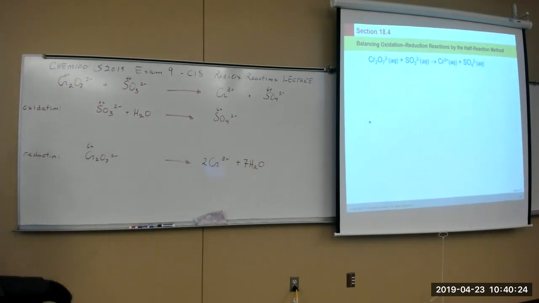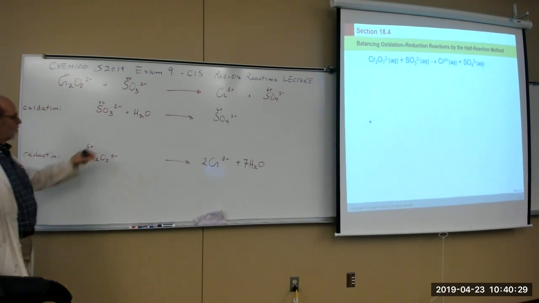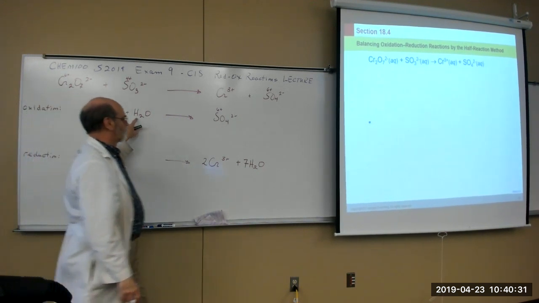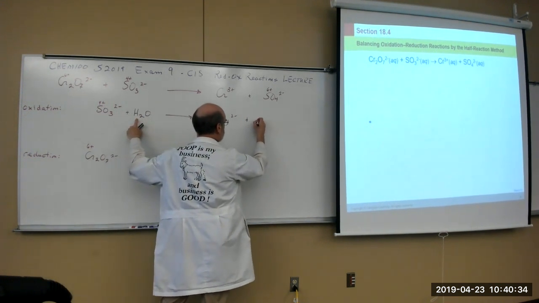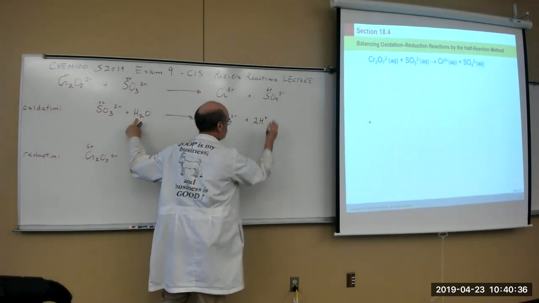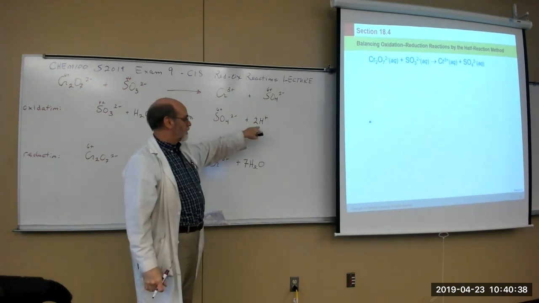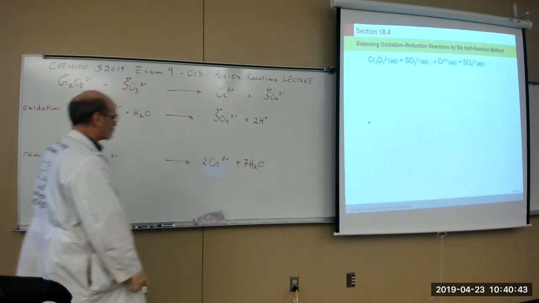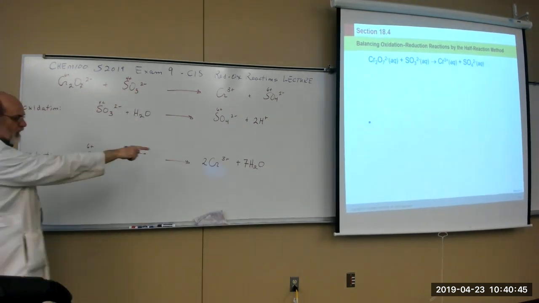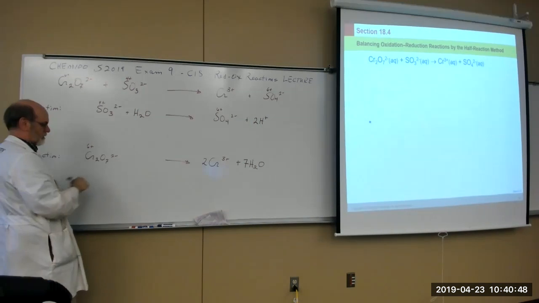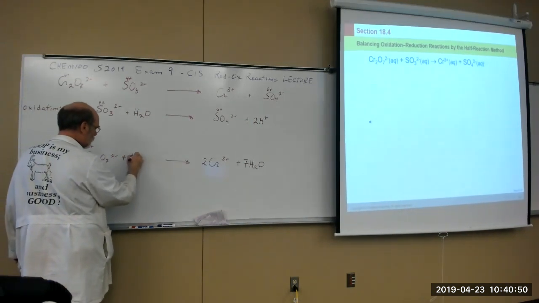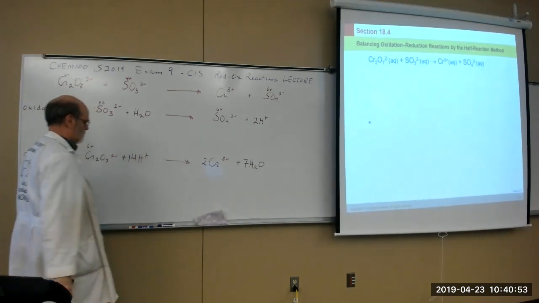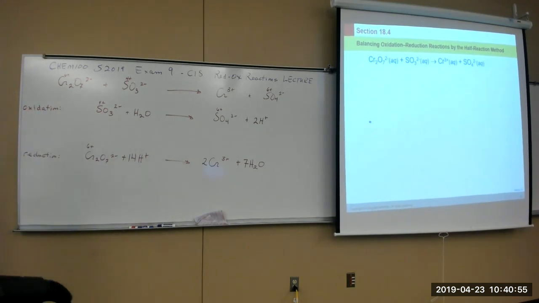Okay? Now we balance the hydrogens that we threw in there. We put 2 hydrogens in here, that means we have to have 2 hydrogens over here. And since it's acidic solution, our hydrogens are protons. On this one, we've got 14 hydrogens over there. So we need 14 hydrogens over here. Okay? Now we need to do electrons.